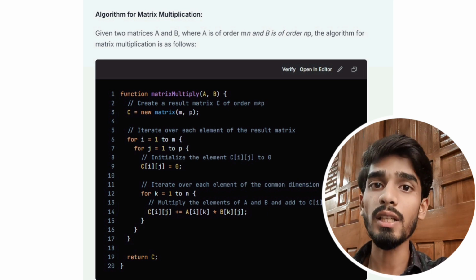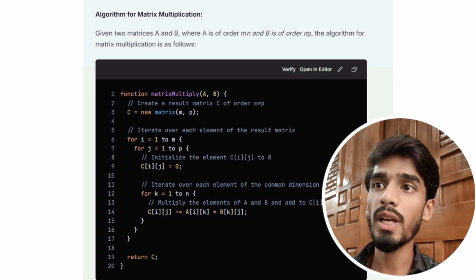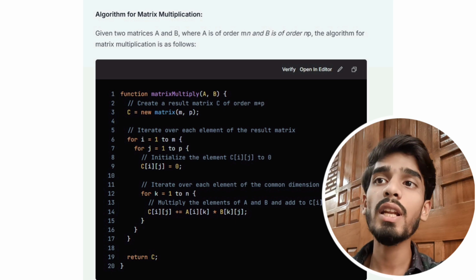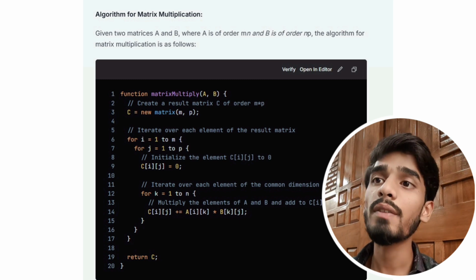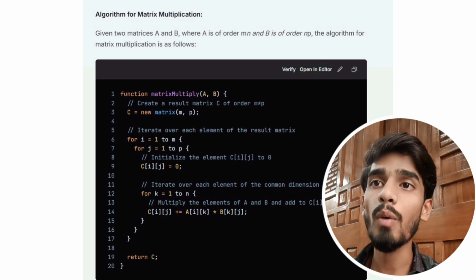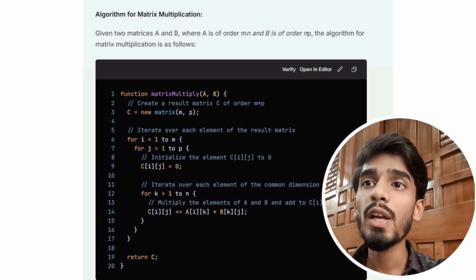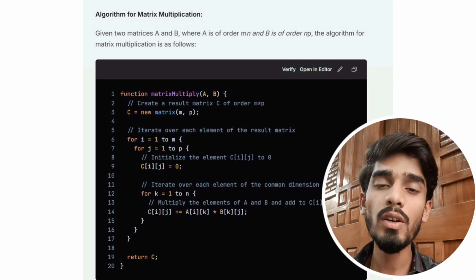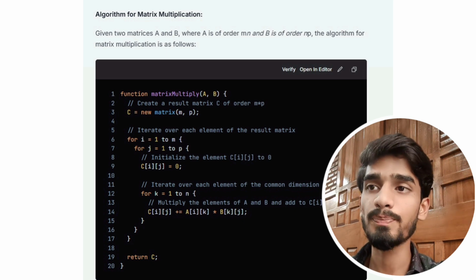First, we create a result matrix C of order m cross p. After that, using a for loop, we iterate over each element of the result matrix. After that, we initialize the element C of i, j to 0 in the inner loop. After that, we iterate over each element of the common dimension n. After that, we multiply the elements of A and B and add to C of i, j. So this is the algorithm.